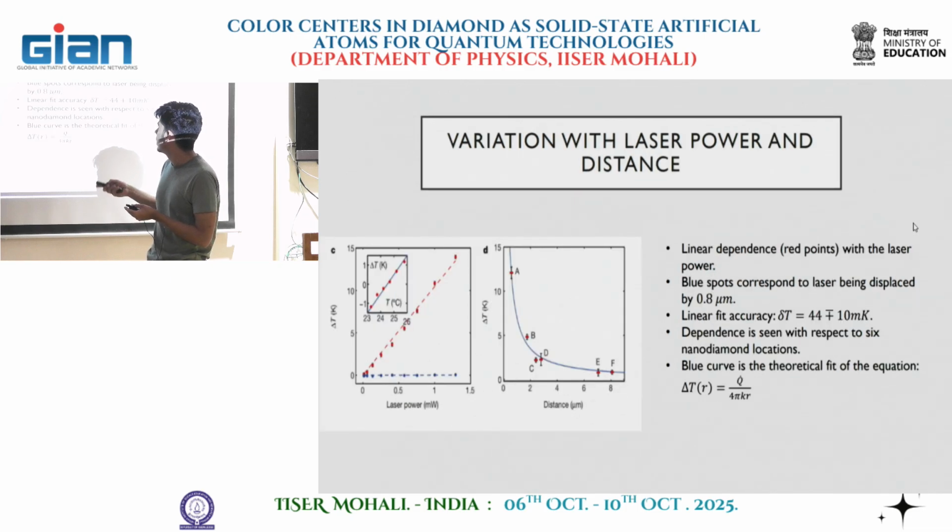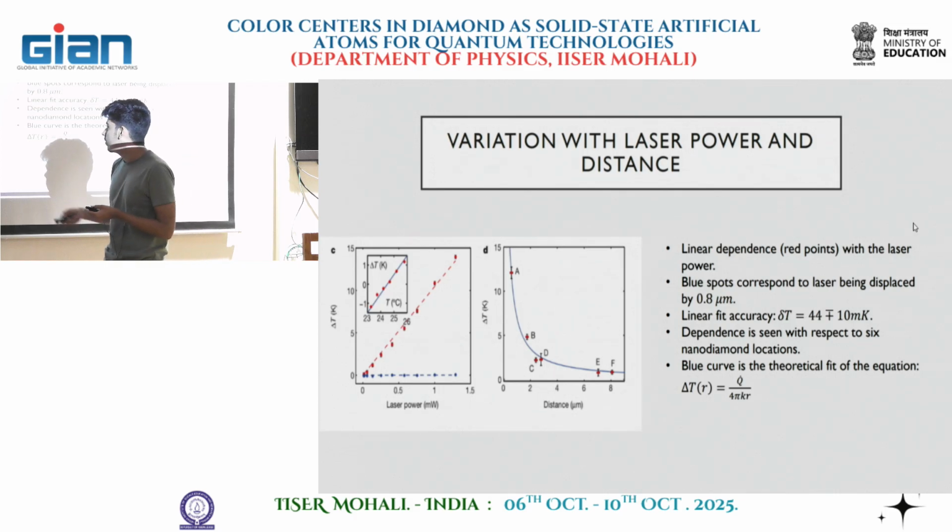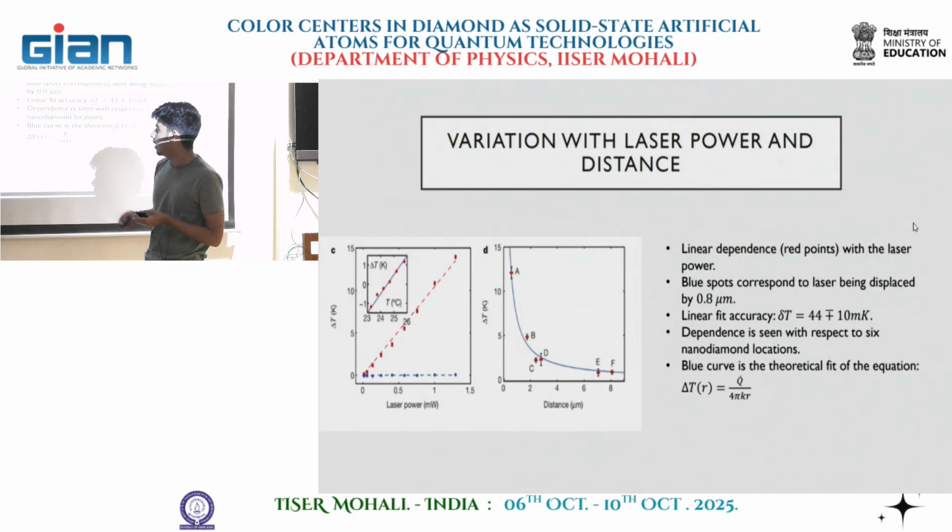So, variation of laser power with distance. The first plot they did was they checked the variation of temperature with laser power. We can see that they got a linear dependence with laser power. They increased the laser power on the gold nanoparticle, and they measured the temperature differences of the nanodiamond, and it was seen that it was a linear dependence, the red line.